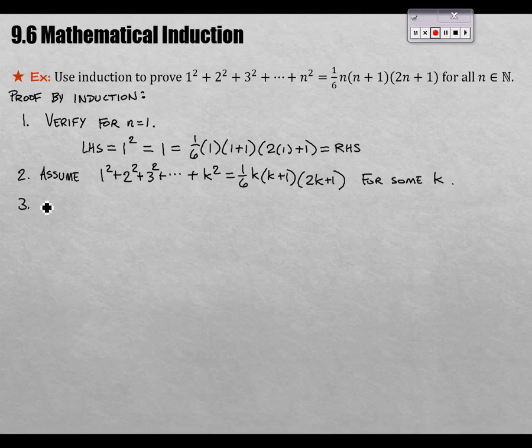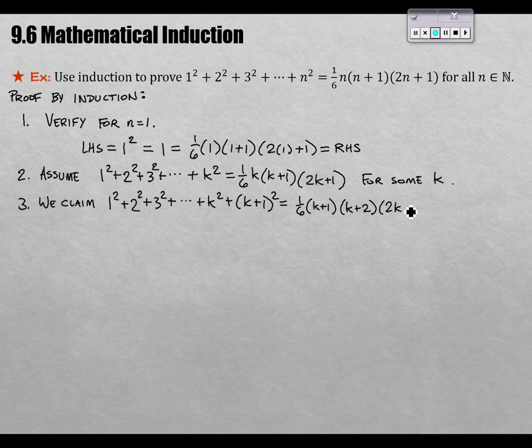All right, and then we claim, and we're about to show, that 1 squared plus 2 squared plus 3 squared plus ... plus k squared plus k plus 1 squared equals 1/6. Now, this is a little messy, plugging k plus 1 everywhere, but k plus 1 times k plus 2 times, if we plug in k plus 1 there, 2k plus 3. All right, so that's what we claim. That's what we'd like to prove.